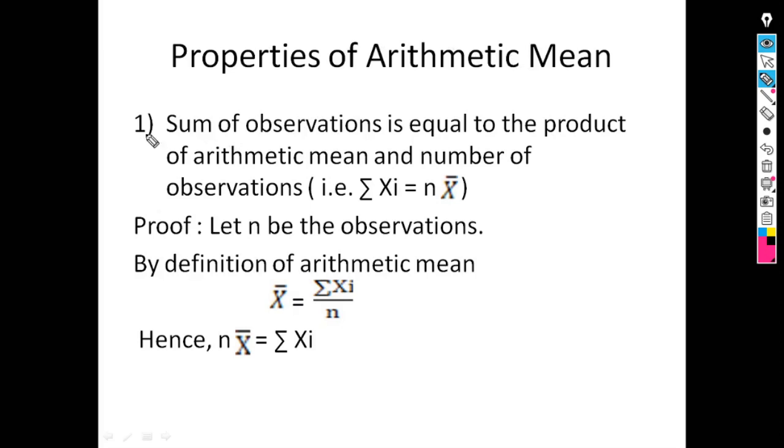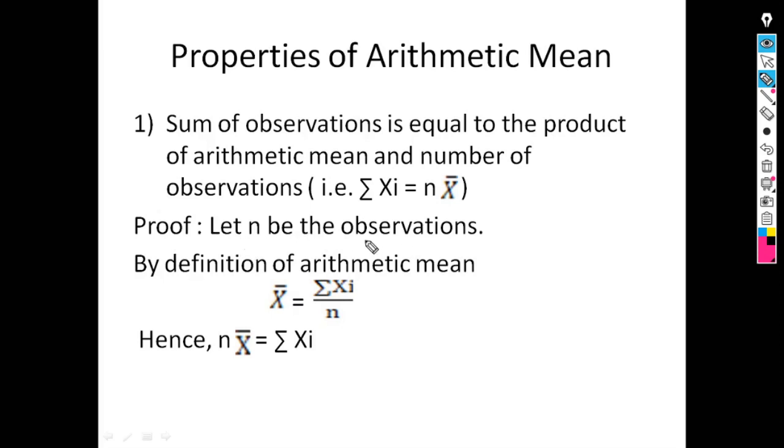The first property is that the sum of observations is equal to the product of the arithmetic mean and the number of observations, that is, summation of xi is equal to n into x bar. The proof is not in the syllabus. Here I will explain just for understanding the concept.